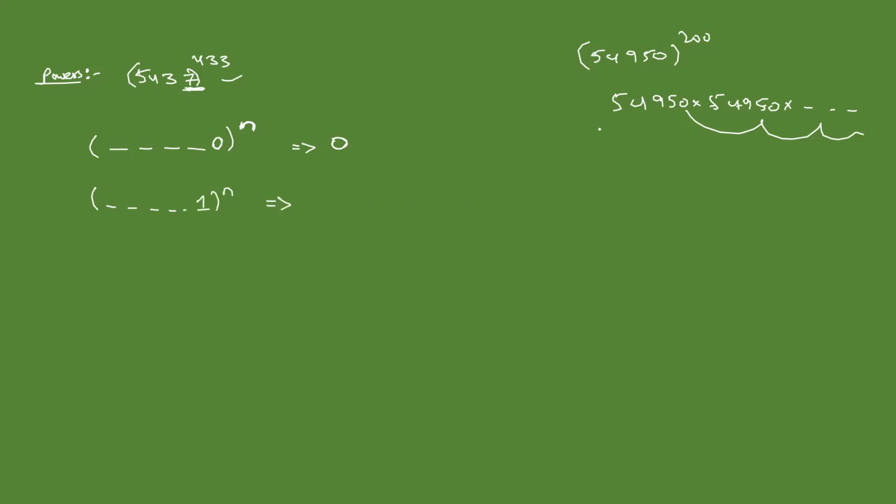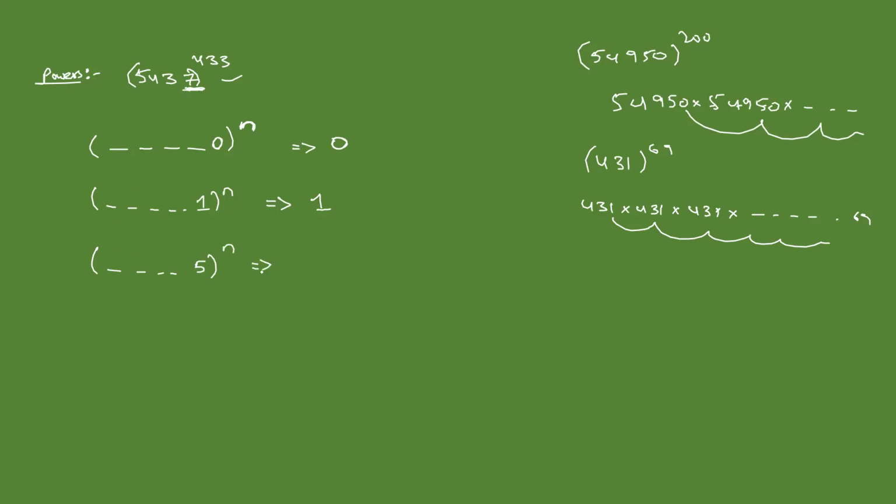Similarly, take a huge number which ends with 1. For example, 431 to the power of 69. That means I need to do 431 into 431 into 431, and so on up to 69 times, right? So what do I need to do? 1 into 1, 1, 1 into 1, 1, 1, and so on. So whatever the number, if it ends with 1, whatever the power, what will be my final answer? 1 only.